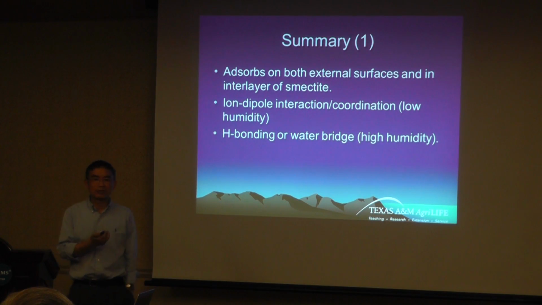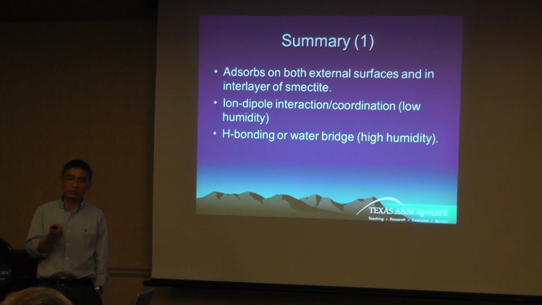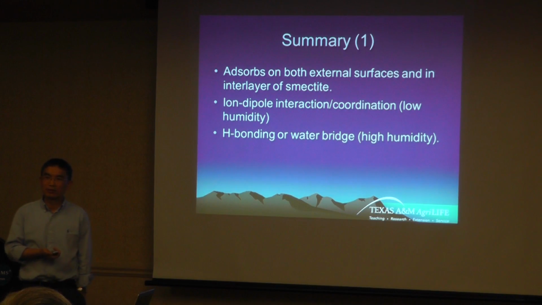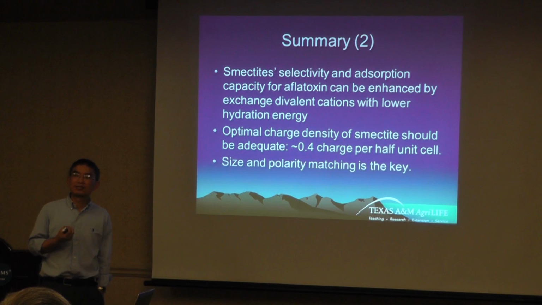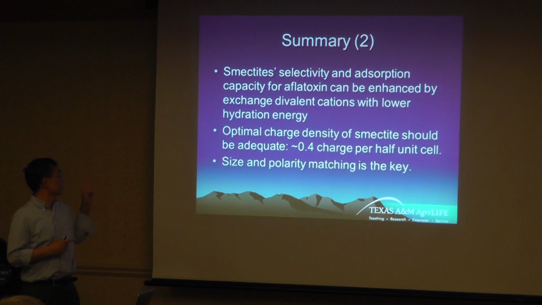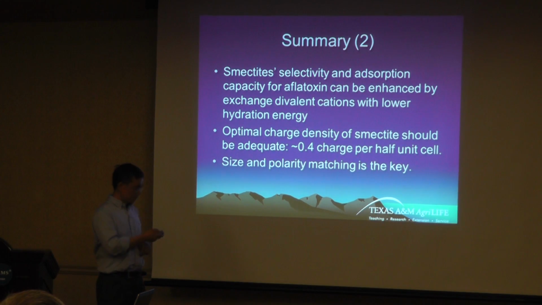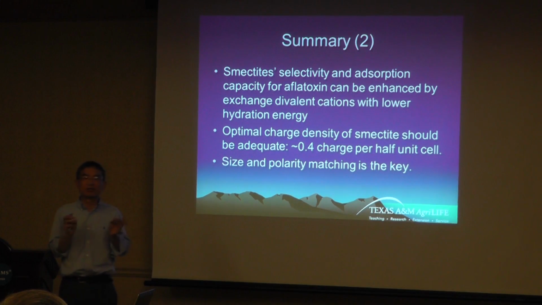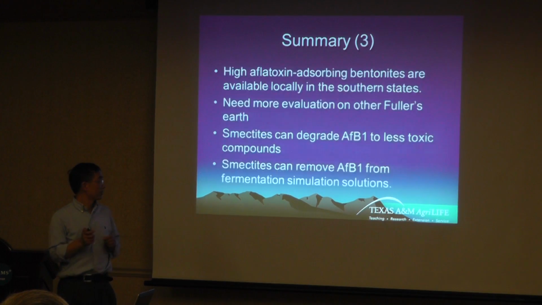So let me give you a brief summary. Firstly, aflatoxin can be absorbed on both the external surface and the internal surface. Ion-dipole interaction and water bridges are the major bonding forces there. And the most critical part for selectivity is that we must have adequate charge density. If we have adequate exchange cations, low hydration energy cations will be better ones, and the charge density should be about 0.4. The size and polarity matching between the aflatoxin and the adsorption site are the key factors there.